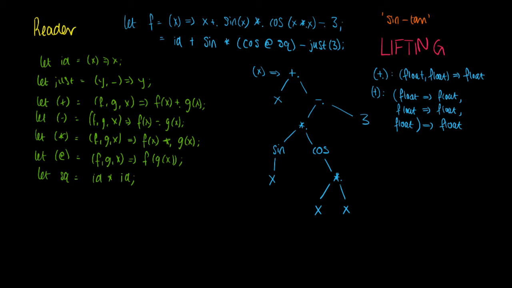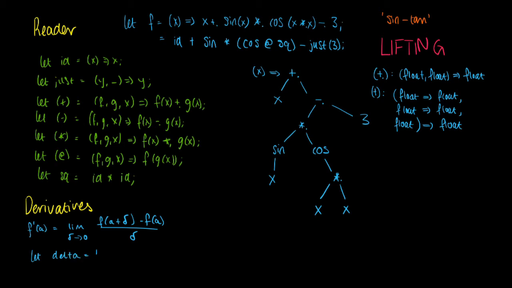Let's finish by looking at the example of derivatives. From maths, we know this rather boring looking definition of a derivative. F prime of a is equal to the limit as delta tends to 0 of f of a plus delta minus f of a all over delta. We won't really take limits here, but if we do just 2 lines of code, let delta = 1.e-6 and let deriv = f, a goes to f of a plus delta minus f of a all over delta.